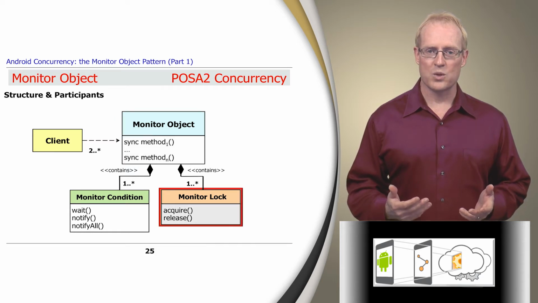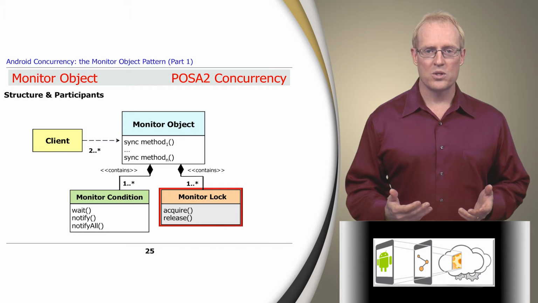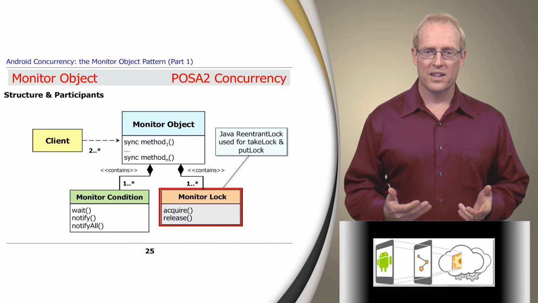Each monitor object contains one or more monitor locks, which are used to ensure mutual exclusion of its synchronized methods on a per-object basis. Each synchronized method acquires and releases a monitor lock when entering or exiting the monitor object to ensure its internal state is protected from race conditions. For example, the LinkedBlockingQueue class uses two Java reentrant locks, takeLock and putLock, as its monitor locks to protect the queue from corruption due to concurrent access.